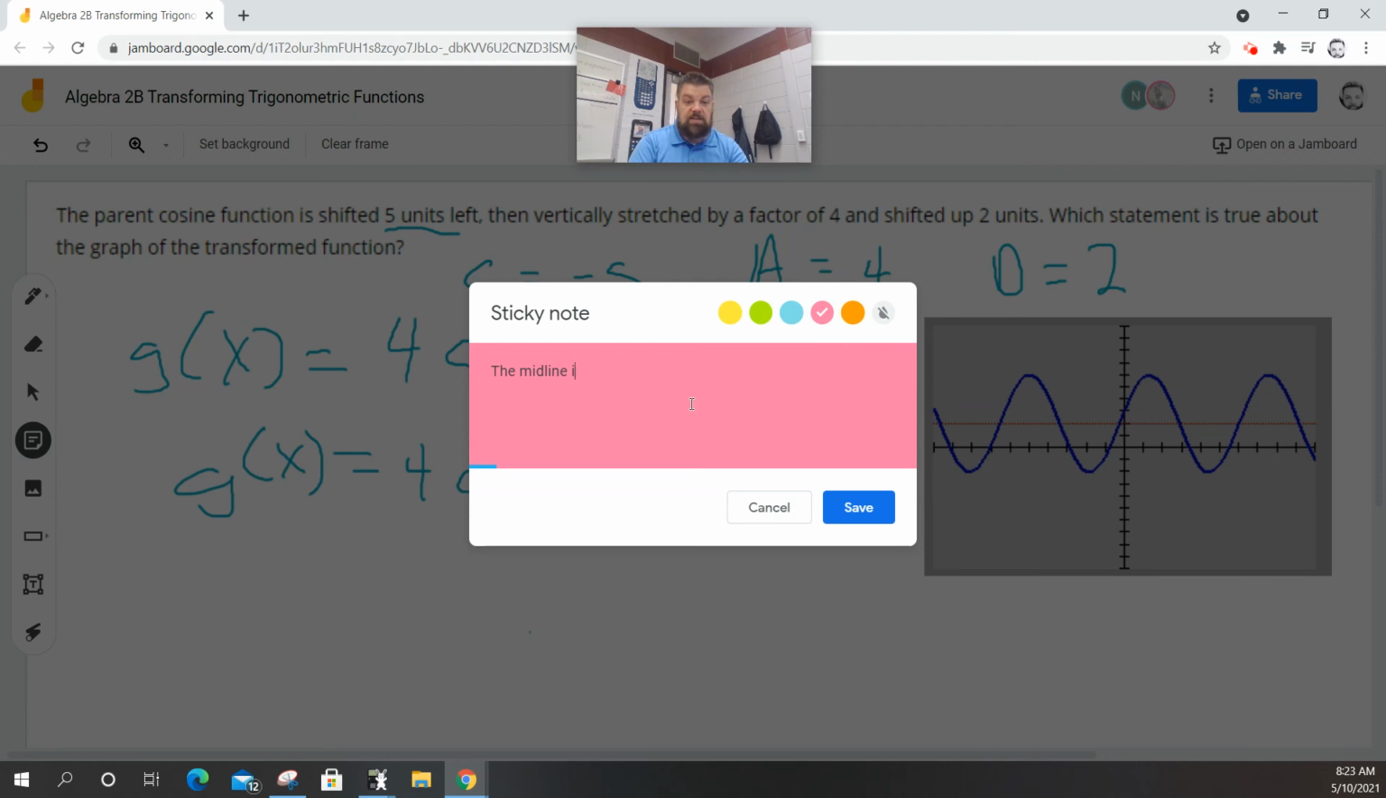So the midline is y equals 2. And that's all they really want to know.